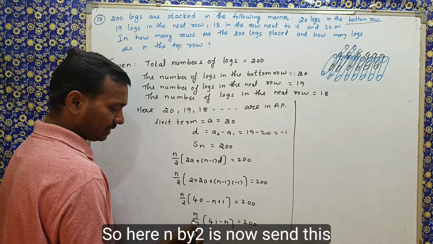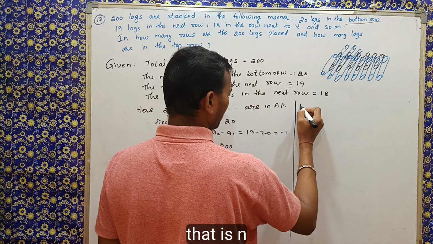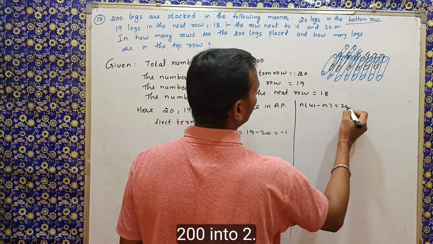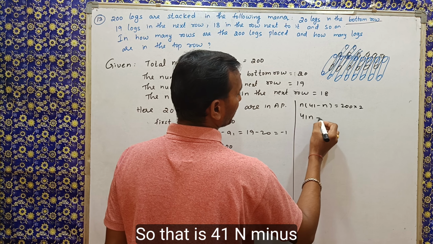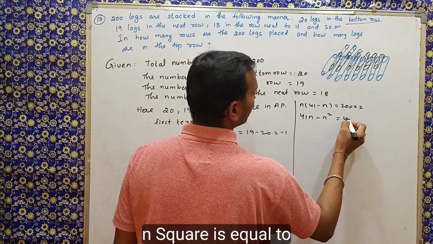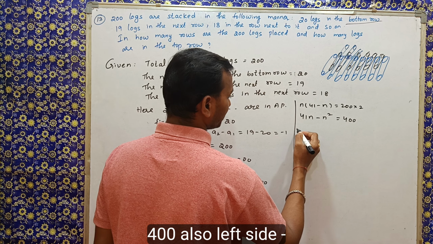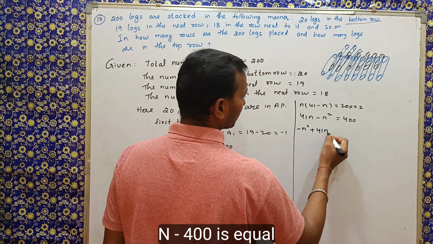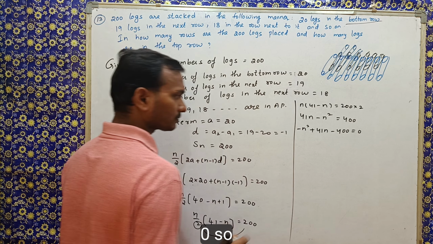So here n by 2 is n. Now send this 2 to right side. So that is n into 200 into 2. So that is 41n minus n square is equal to 400. So now bring this 400 also left side. Minus n square plus 41n minus 400 is equal to 0.